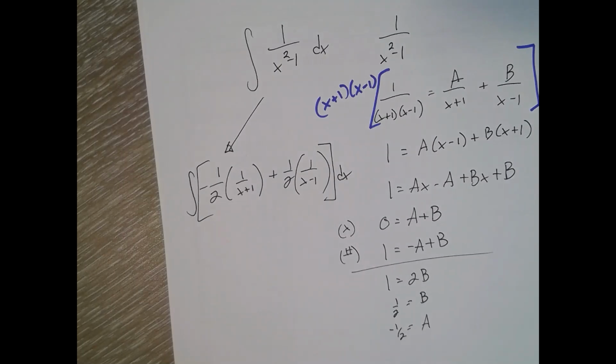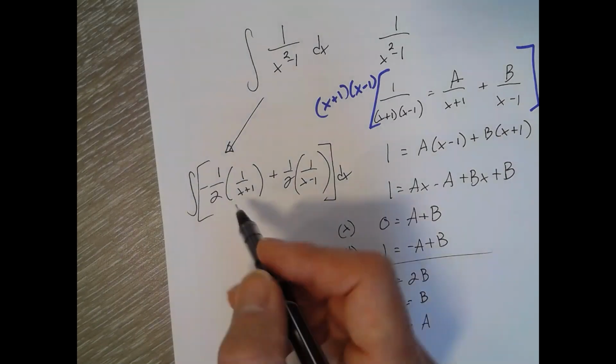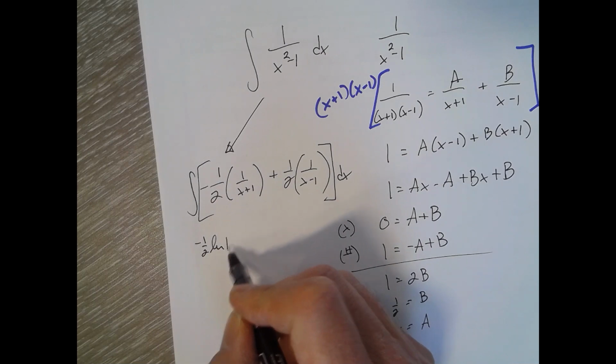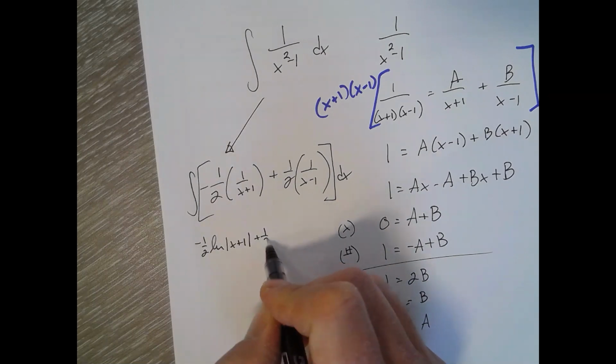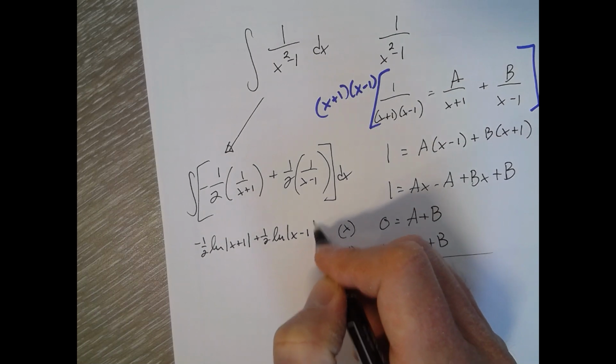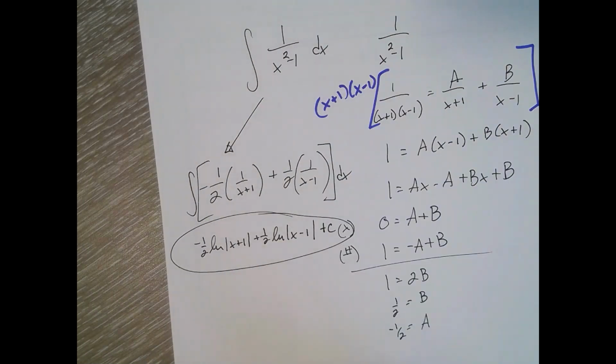So this is kind of what I have for my integral here now. The negative 1/2 just floats, so natural log absolute value of x plus 1, then 1/2 natural log absolute value of x minus 1, plus c. What questions do you have on that problem? On the first one? Yeah, this one right here.